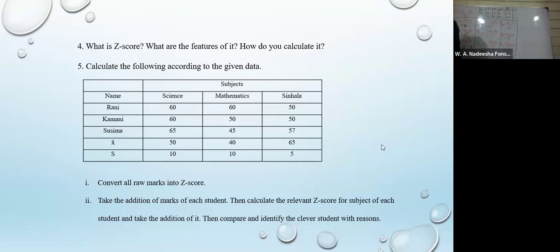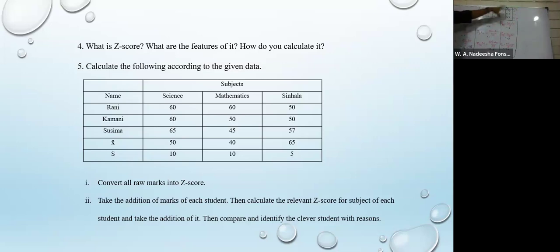Okay, very sorry. When we consider the raw marks, we don't consider the subject difficulty or subject relevancy, anything. We just add up those raw values and justify that the clever student is Rani. But when finding the Z score values, we found the Z values of particular subjects regarding the mean value and standard deviation value of that particular subject.